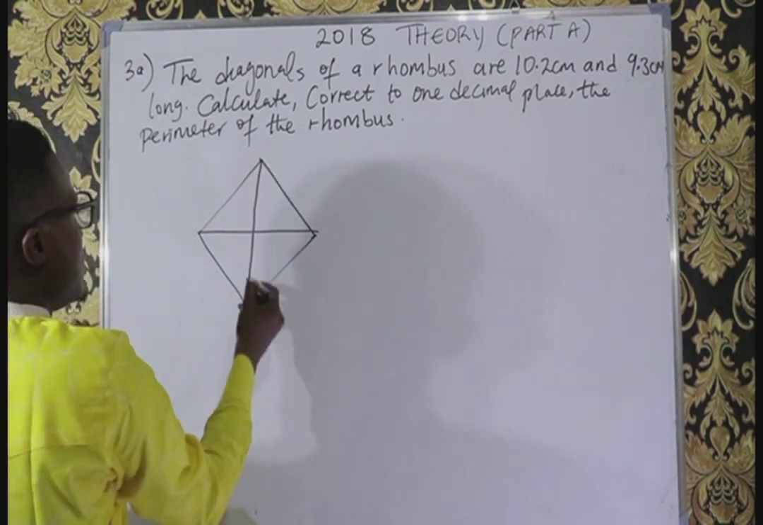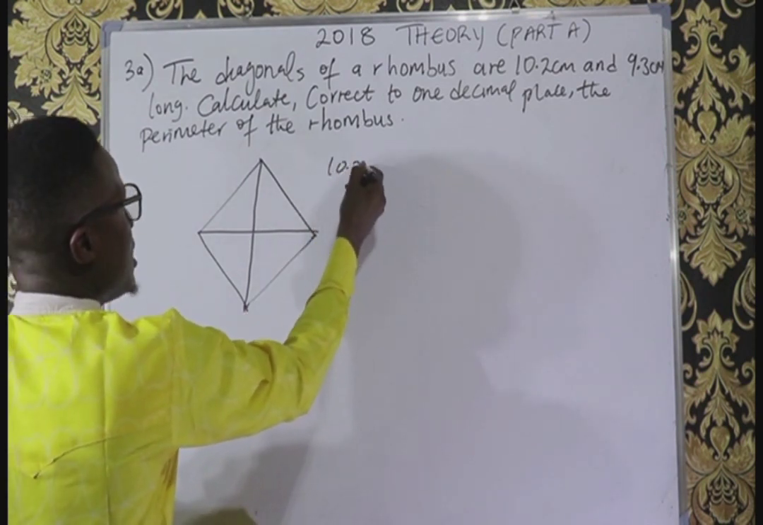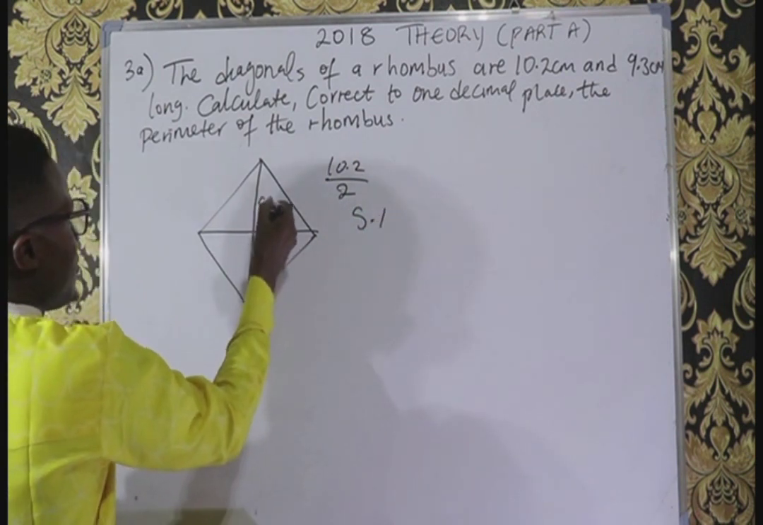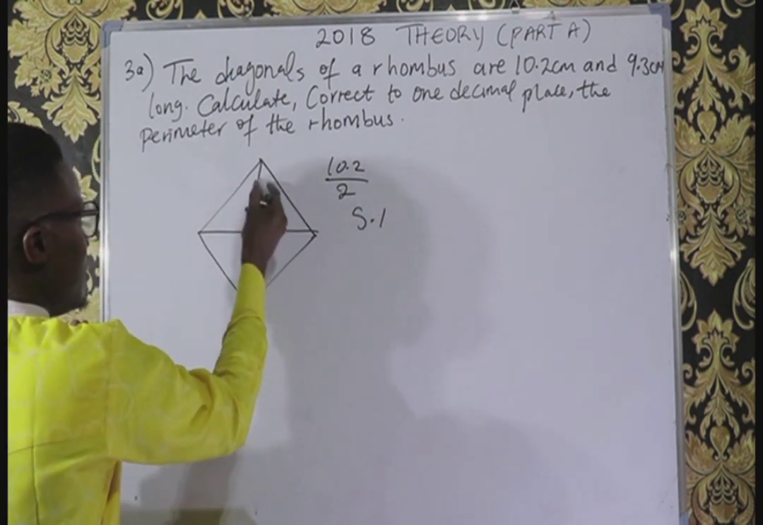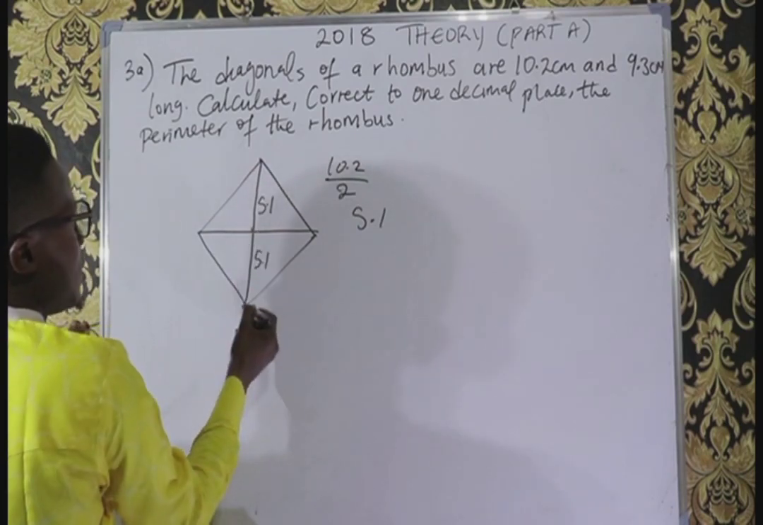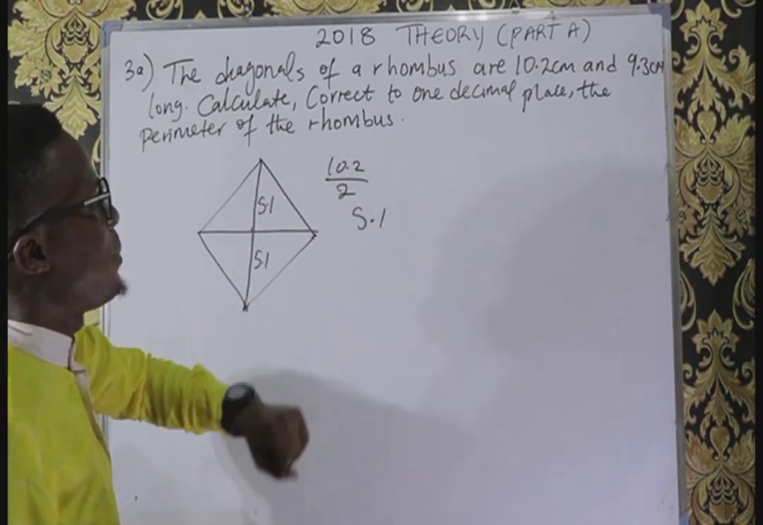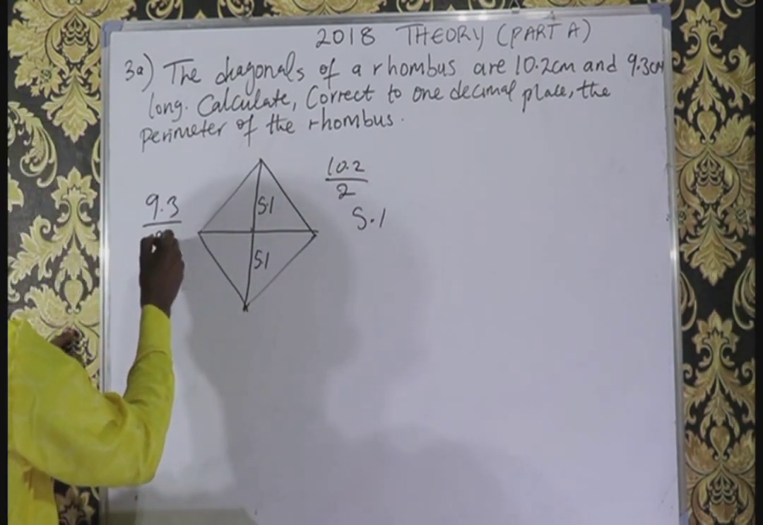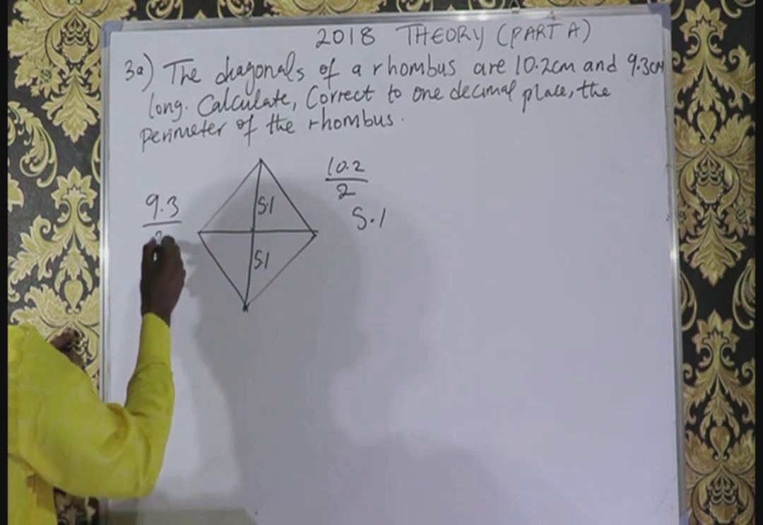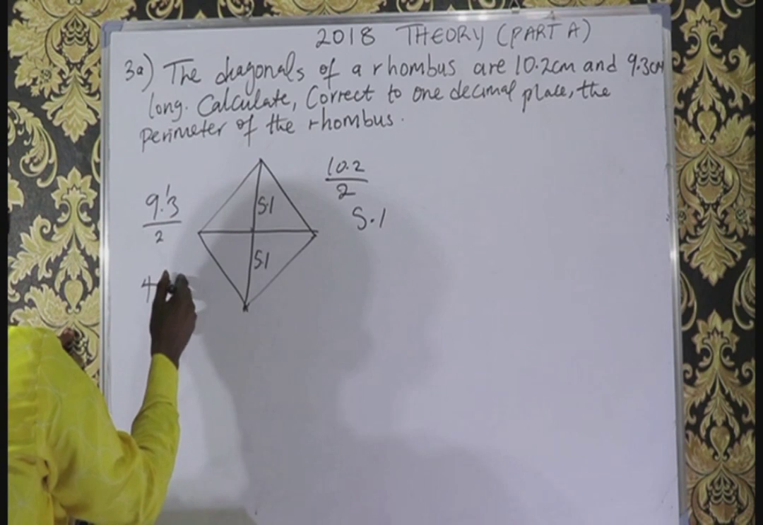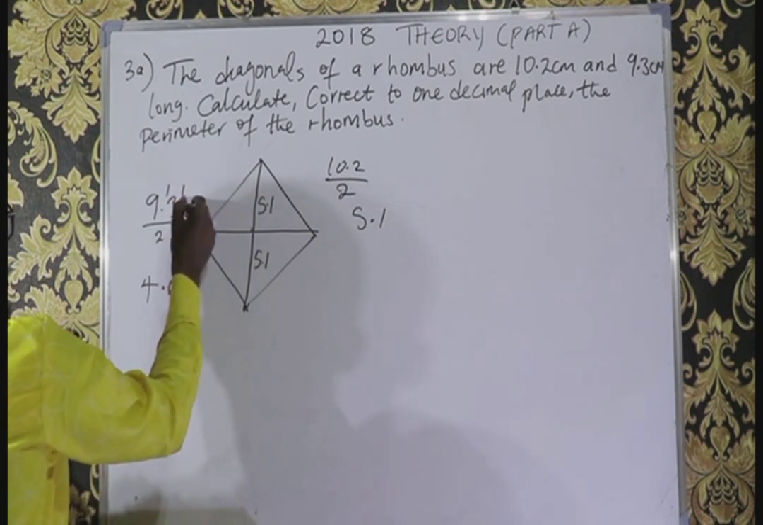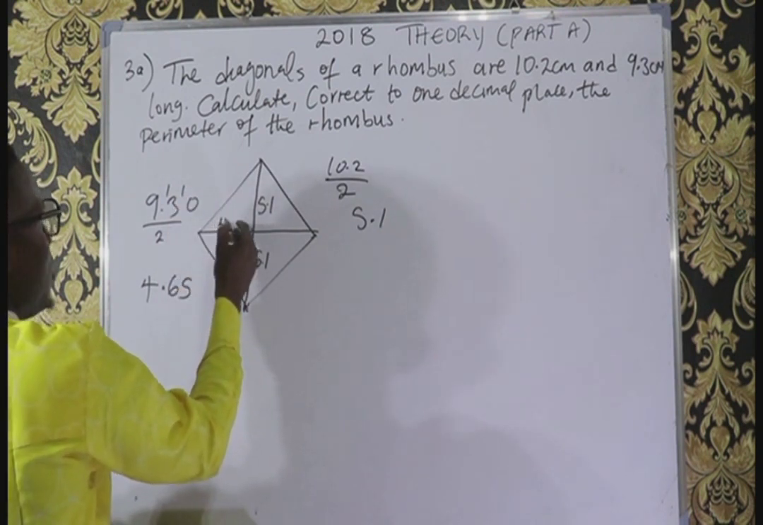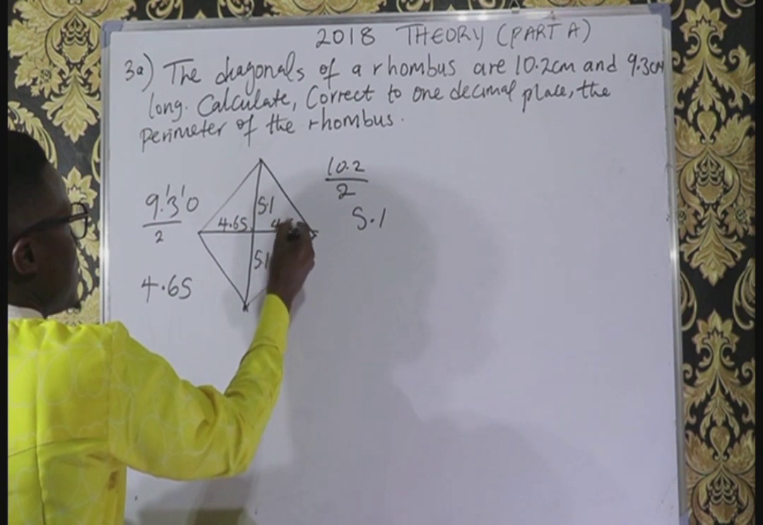One property of a rhombus is that the diagonals bisect each other. Therefore, if from here to here is 10.2, half of it will be 10.2 divided by 2, which is 5.1. Therefore, here is 5.1 cm and here is 5.1 cm. Also, the other one is 9.3 cm. You divide by 2 also. 2 divide 9 is 4. Remember 1. 2 divide 13 is 6. Remember 1. Assume here is 0. Divide 10 by 2, you have 5. So here is 4.65 and here is 4.65.